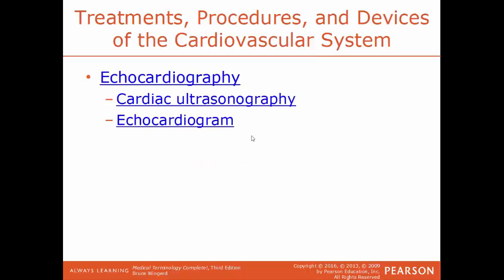So our next term, echocardiography. This is a testing procedure that uses ultrasound waves to produce a visual image of the heart or any other internal structure. Notice it's used for diagnosing heart issues, mostly structural issues or blood flow issues. It's called cardiac ultrasonography. And the results that this would produce would be an echocardiogram.